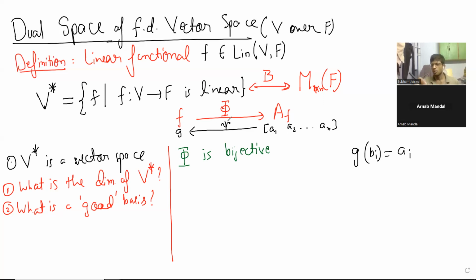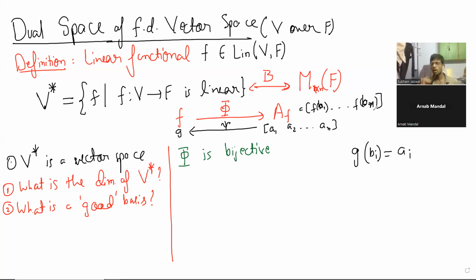So if you take a1 up to an, where should you send it? What should be the linear transform, the function from V to F? It should be the function which takes bi, the ith element of the basis, to ai. If you recall Af was f of b1, f of b2, up to f of bn. B was the basis, right?